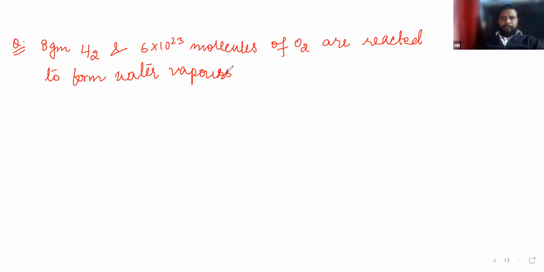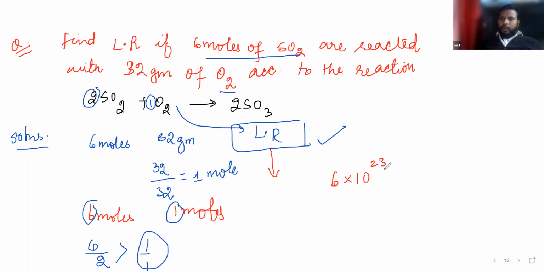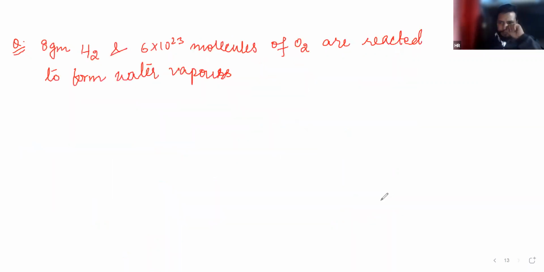Yes, sir. Just see one more thing. If 6 into 10 raised to the power 23 is given, you can also take Avogadro number, 6.022, which is approximately equal to 6 into 10 raised to the power 23. All I want to say is that 6.022 can be written as 6 into 10 raised to the power 23 for easier calculation. Okay.